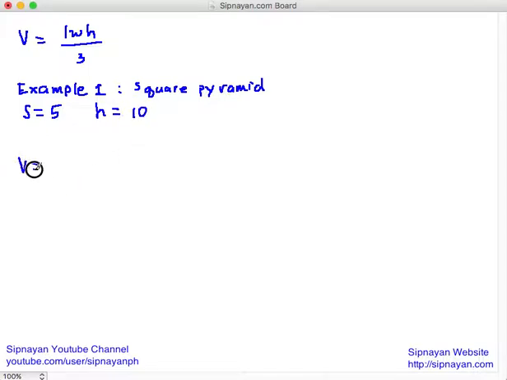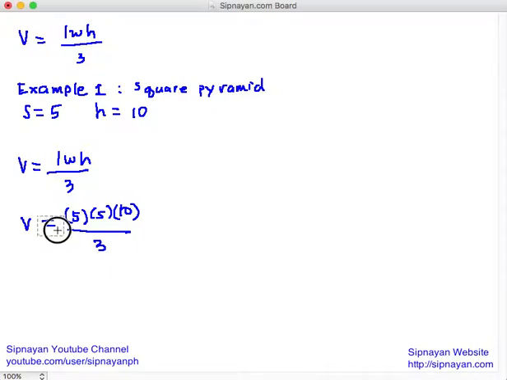We have volume is equal to length times width times height over 3. Pero yung length and width natin, since square pyramid siya, pareho, di ba? So 5 times 5. And of course, yung ating height is 10, and then divided by 3, no? Okay, so I think that's 250. So that's 250 over 3.